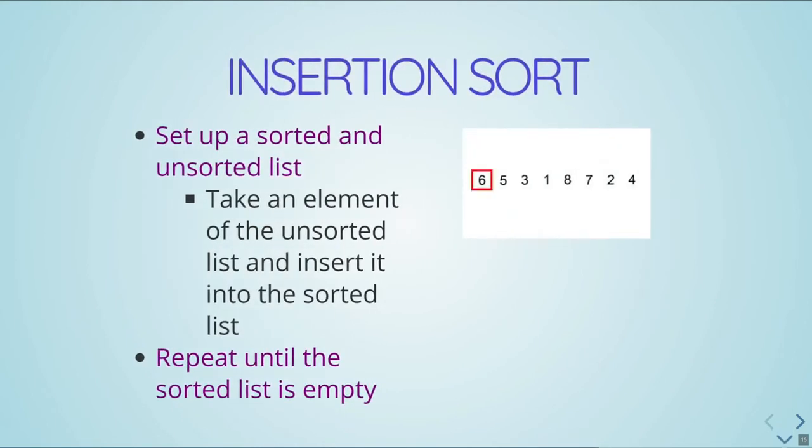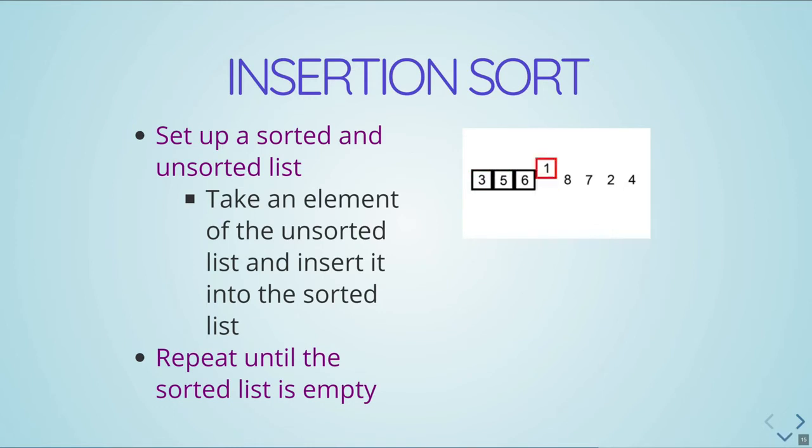Another type of sorting algorithm is the insertion sort. So this is an algorithm that's going to do the same thing as the bubble sort. It's going to sort the list, but it's going to do it in a different way. So the way the insertion sort is going to work is it's going to set up a sorted and an unsorted list. And the trick is that at the beginning, the sorted list can just be an empty list.